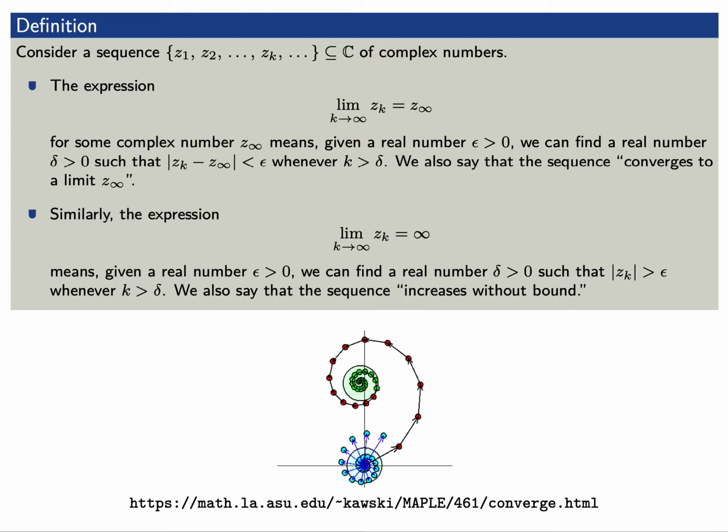The idea is that the sequence here is just a collection of points that's moving along, and it'll get closer and closer to a certain point. In the case of either the green or the blue, you can see that z sub infinity will be the center of these green or blue circles.